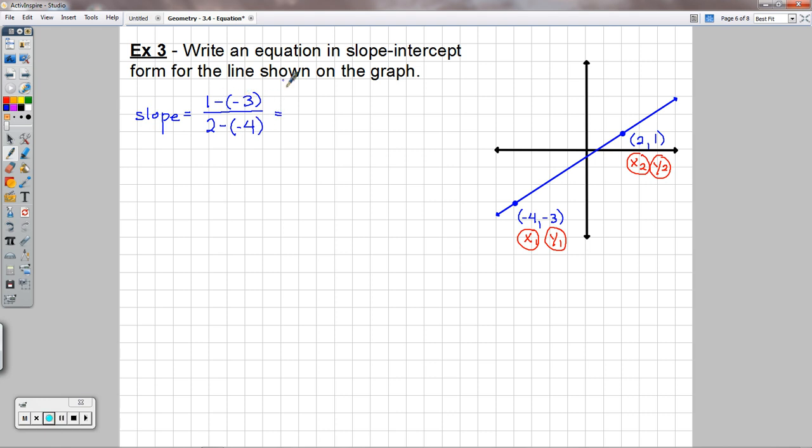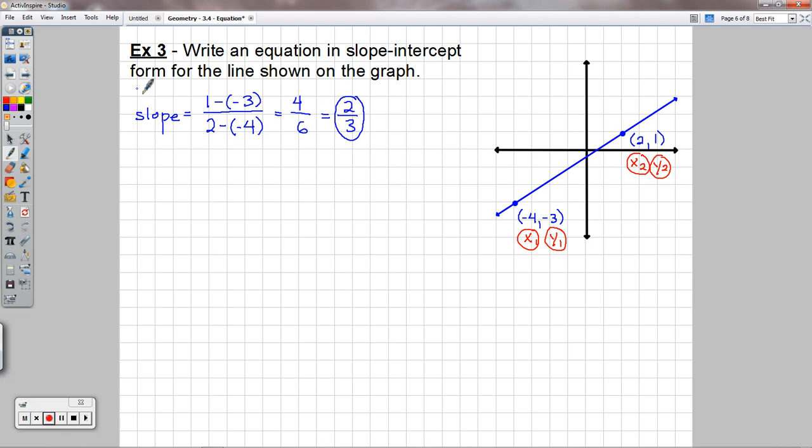This would become 1 plus 3, which is 4. This would become 2 plus 4, which is 6. We could simplify that to 2 over 3. So if they just gave you points and didn't give you the graph, I would definitely go about it this way. That's the faster way to do it. If they give you the graph, could you actually just look at the graph? Should you do that? I would say yes. So I showed you, though, if they didn't give you the graph, do the algebraic way.